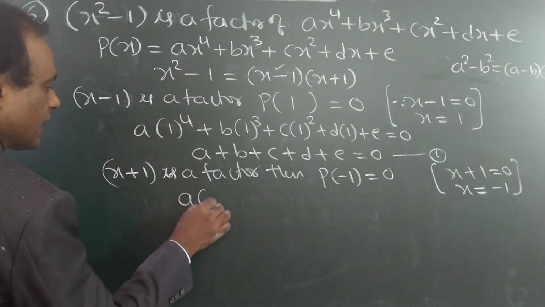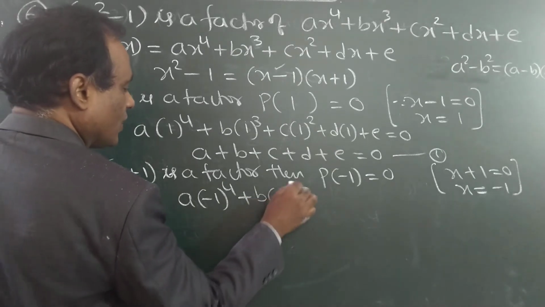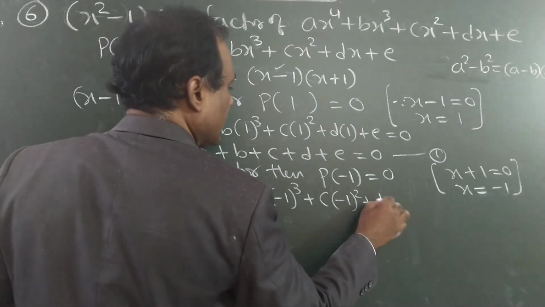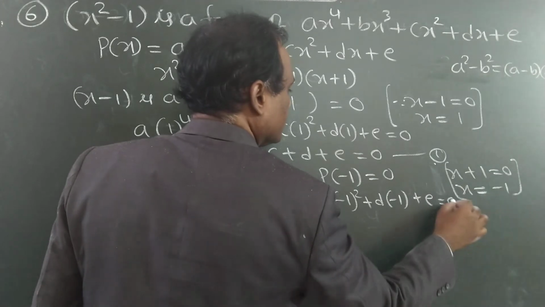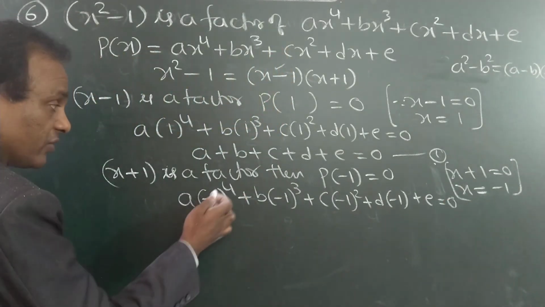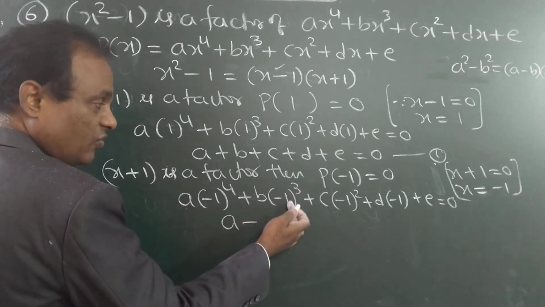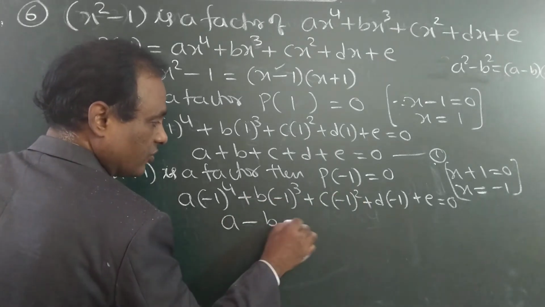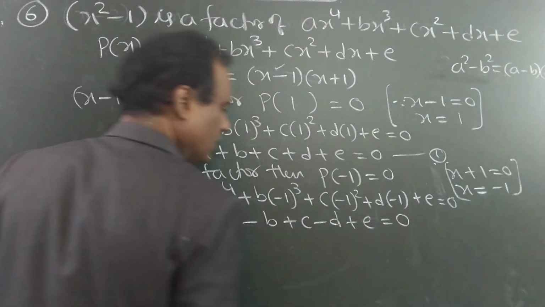A into minus 1 whole power 4, B into minus 1 whole cube, C into minus 1 whole square, D into minus 1 plus E is equal to 0. Minus 1 to an even power is 1 only, so A into 1 is A. Minus 1 cube is minus 1. So plus into minus B, square that is plus C, minus D plus E is equal to 0.